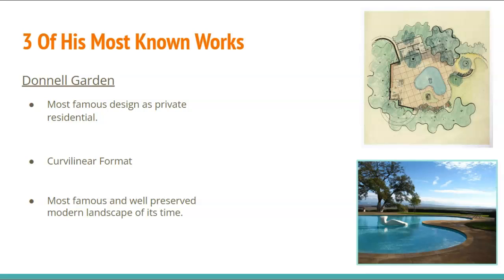This site is located in Sonoma, California, on a local cattle ranch designed and built for the Donnell family to provide a place to play, barbecue, swim, and relax. Since completed in 1948, this landscape has been one of the most well-preserved private residential landscapes of its time. Thomas used a curvilinear format for this particular design while creating a clean and organized landscape.